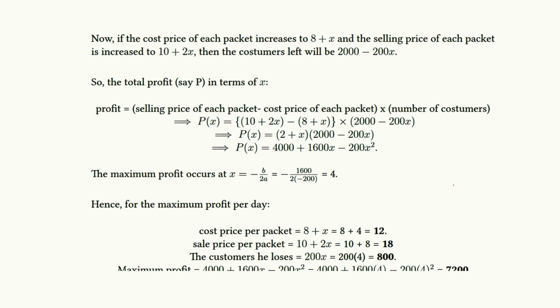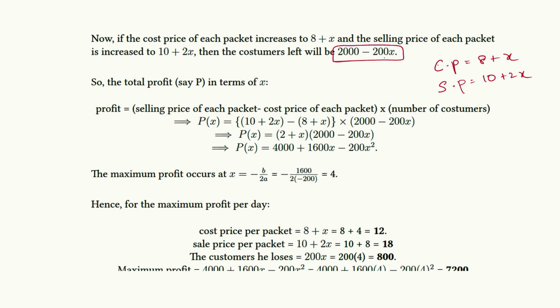Now, if the cost price of each packet increases by x, that means the new cost price will be 8 plus x. And the selling price of each packet can be increased by 2x. That means selling price will become 10 plus 2x. And also by increasing this, he will lose 200x customers. So the customers left will be 2000 minus 200x.